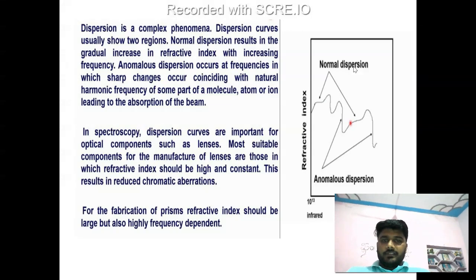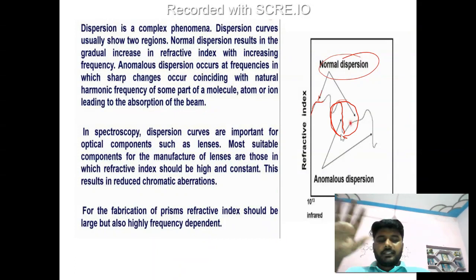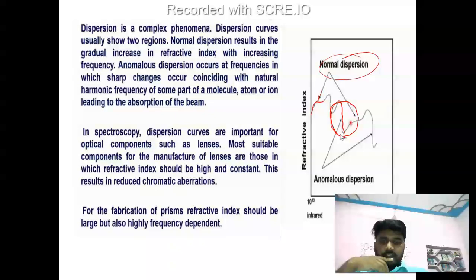Here is the phenomena. Dispersion is a complex phenomena, and it basically shows two regions. Here you can see there is normal dispersion, a rise in refractive index with increasing frequency. And in this region, you can see there is a sharp decrease in the refractive index. This is called the anomalous dispersion. So these are generally two terms related to dispersion.